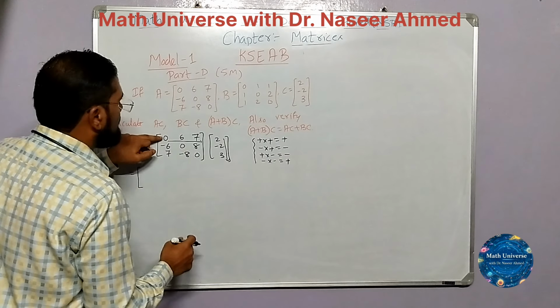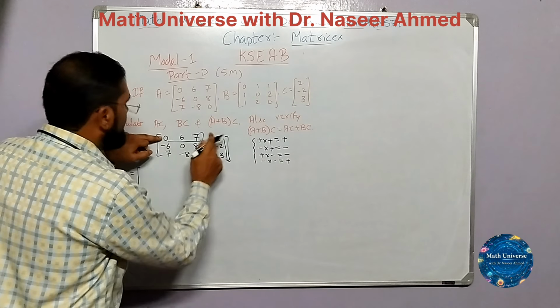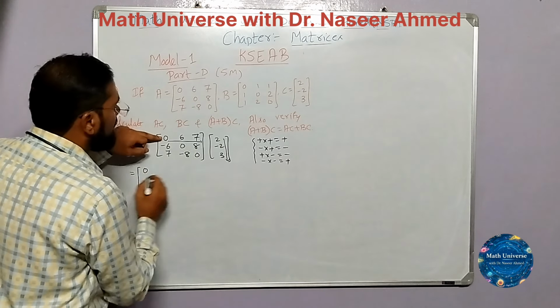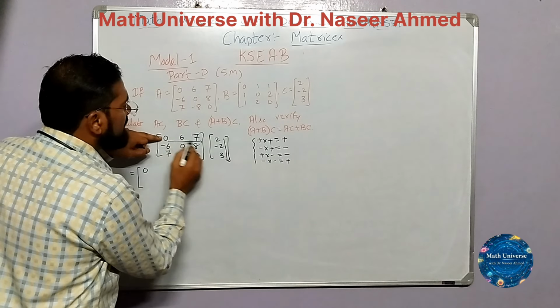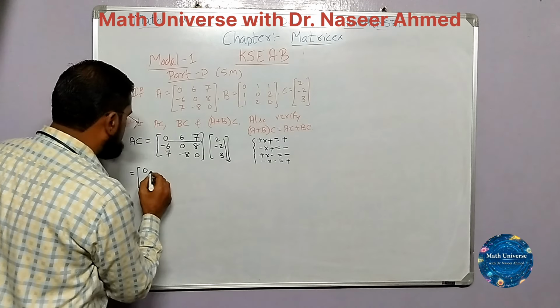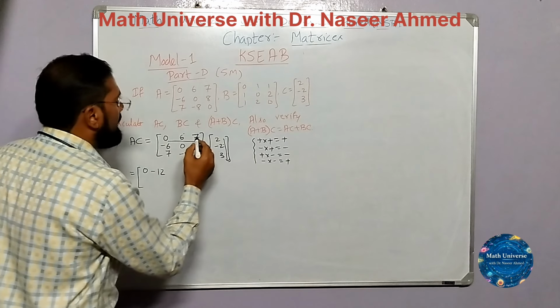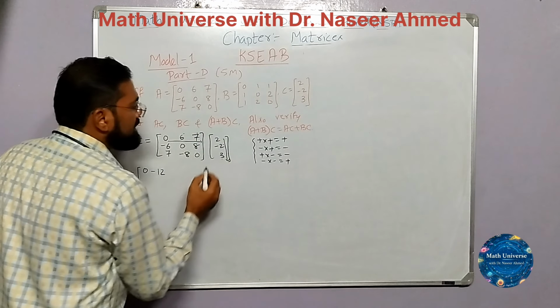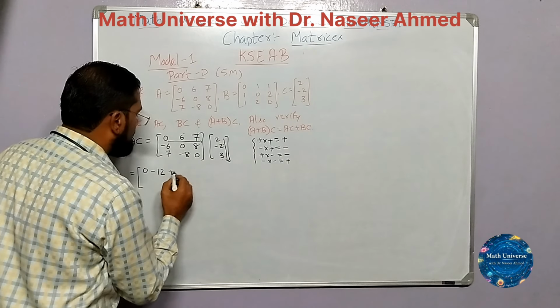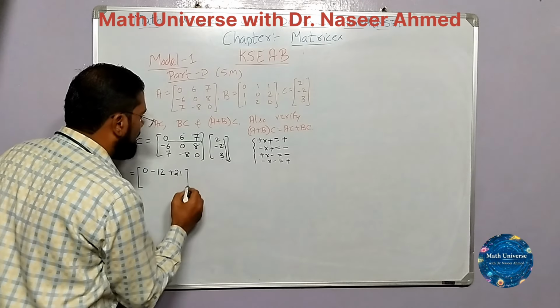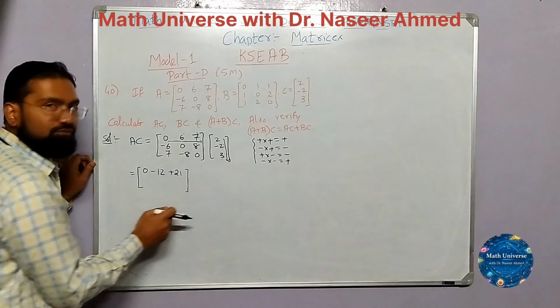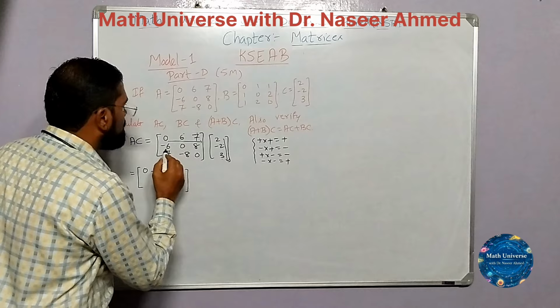So here this is the first element of the row and first element of the column. 0 into 2 is 0. Then plus this one, plus into minus is minus. 6 into 2 will be minus 12. Then plus into plus is plus. 7 into 3, 21. Corresponding element we have multiplied. No more column, so we have closed the bracket. Now we come to second row.